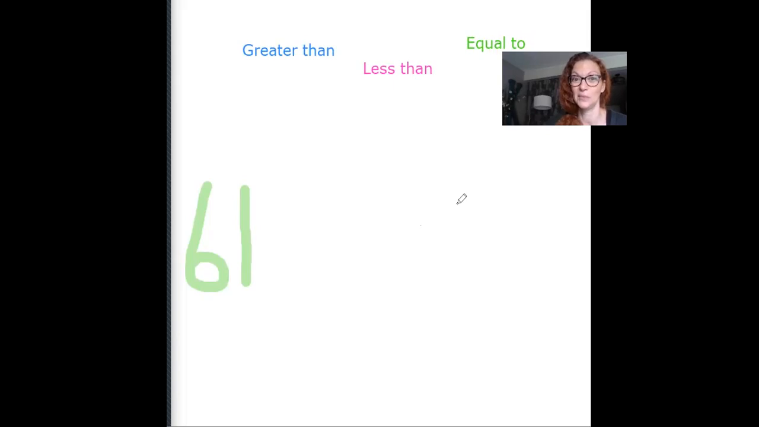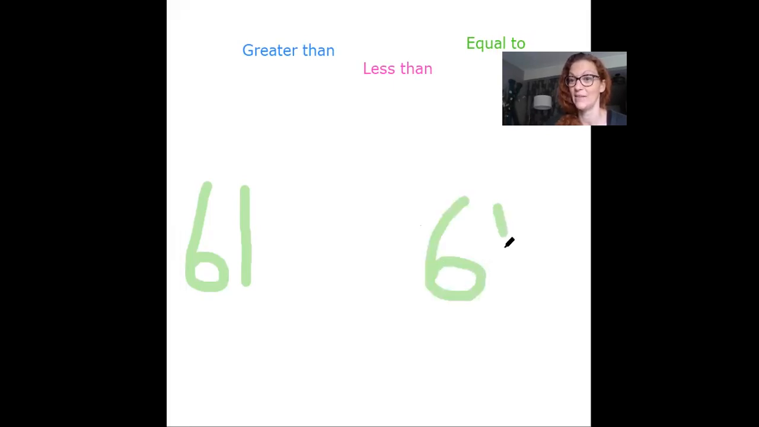Ooh, what's this one? 65. This is the perfect example. It knew what I wanted to teach next. So smart. Thank you. Okay. So what place do we have to look first? The tens place or the ones place?